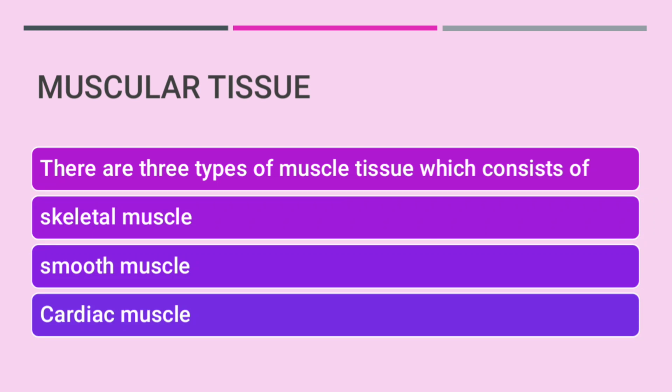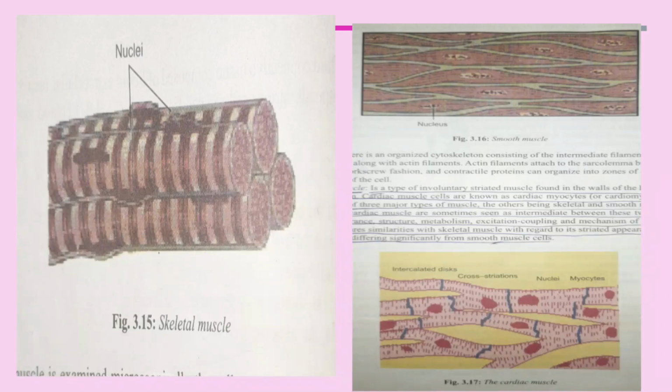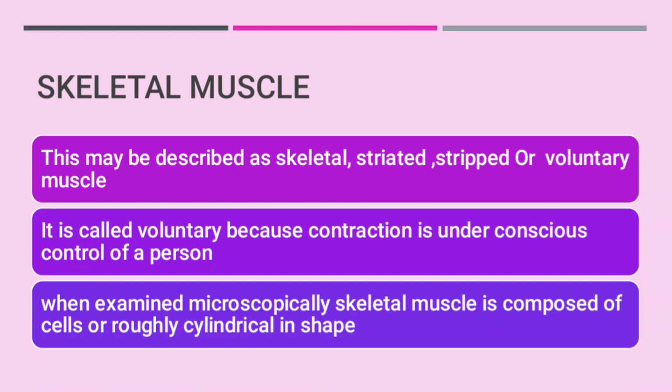The muscular tissue has three types: skeletal muscle, smooth muscle and cardiac muscle. The skeletal muscle is for the functioning of body movement. Skeletal muscle may be described as skeletal, striated, striped or voluntary muscle. It is called voluntary because contraction is under the conscious control of a person. So we can call it movement under the control of our will, that is, under conscious control of a person.